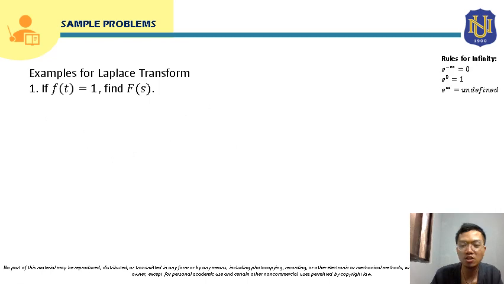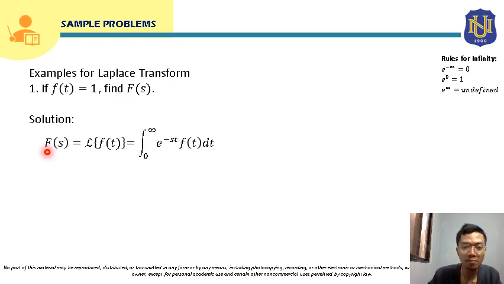We will now proceed to solving sample problems for Laplace transform. Okay, so the first sample problem here: if f of t is equal to 1, find f of s. So the given f of t here is constant. So if this is a constant, this is also a time variable function. If f of t is equal to 1, we are going to solve for f of s or its Laplace transform. So to solve this, we are going to use our formula.